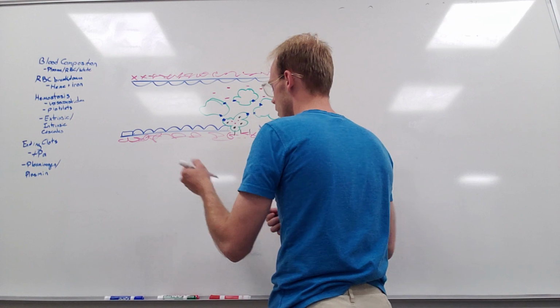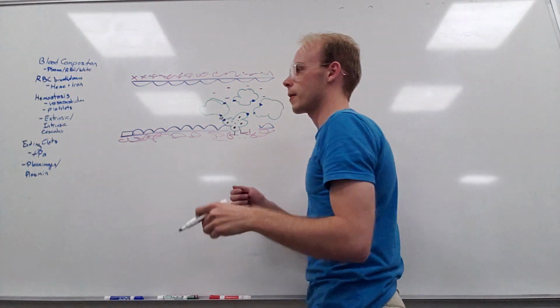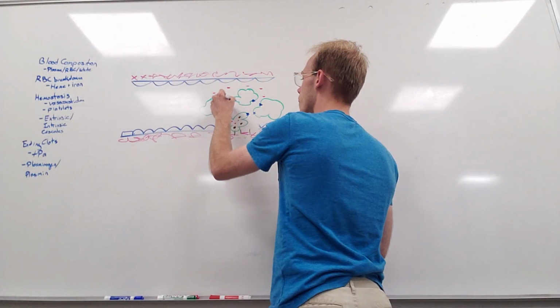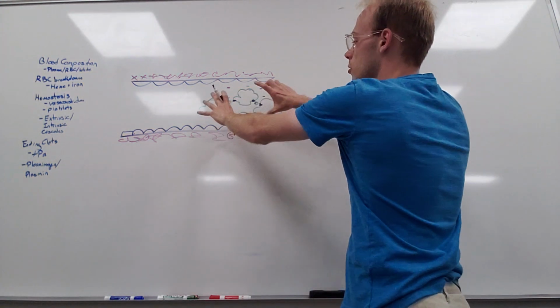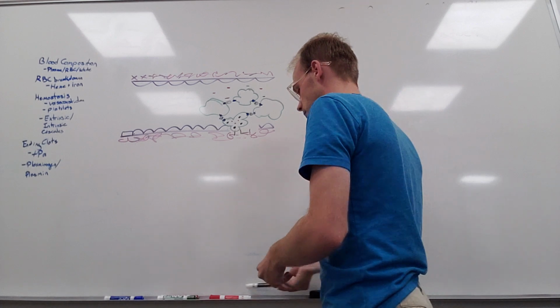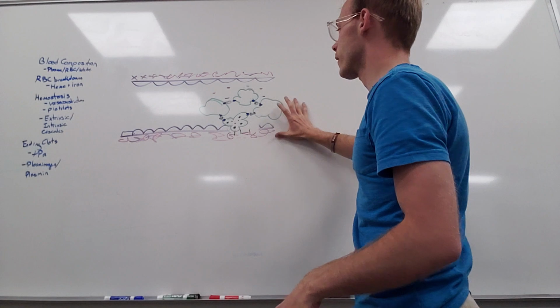So fibrinogen is going to come along. I'm going to use black. And it's going to bind to one receptor, and then it's going to catch another platelet. And so you're going to get this big chain and this huge aggregation of platelets. And so this is our platelet aggregation.